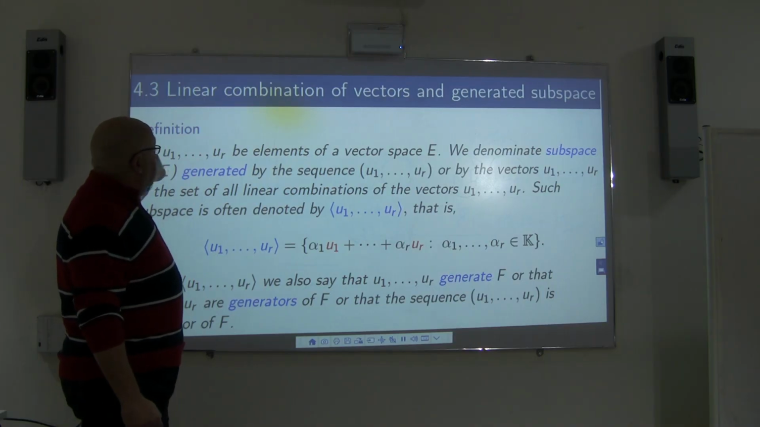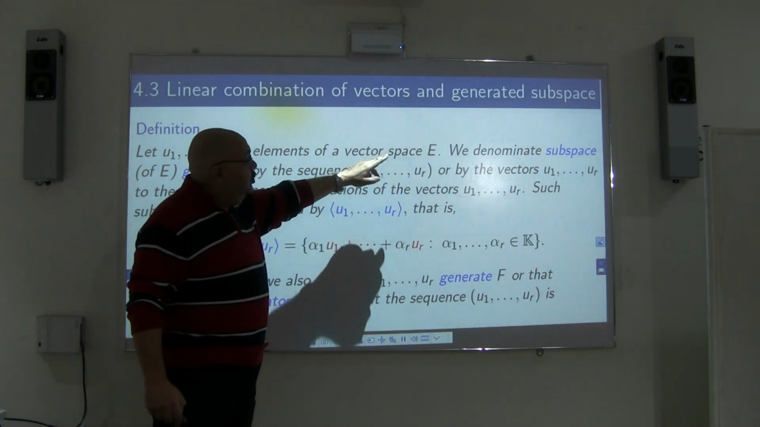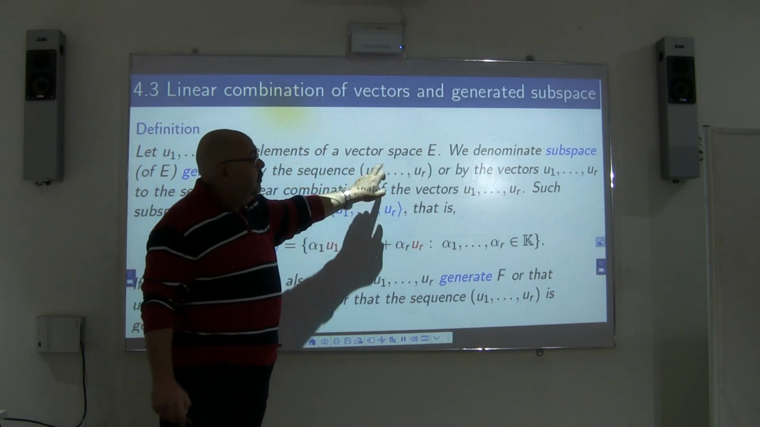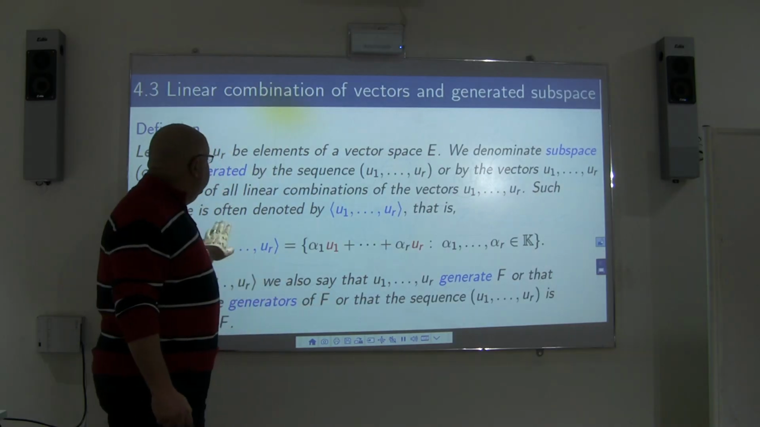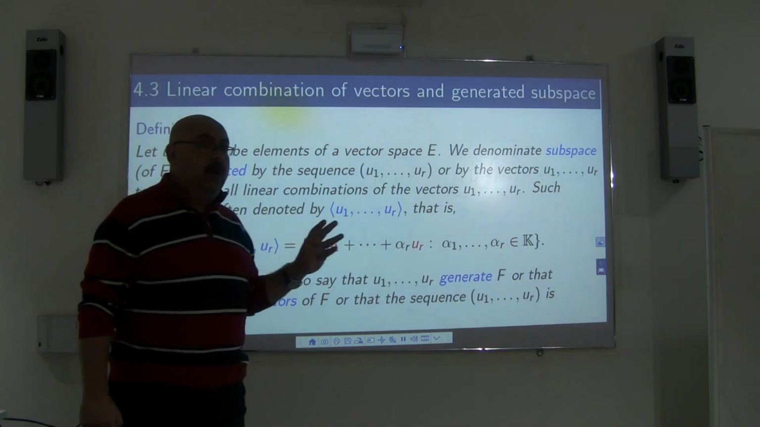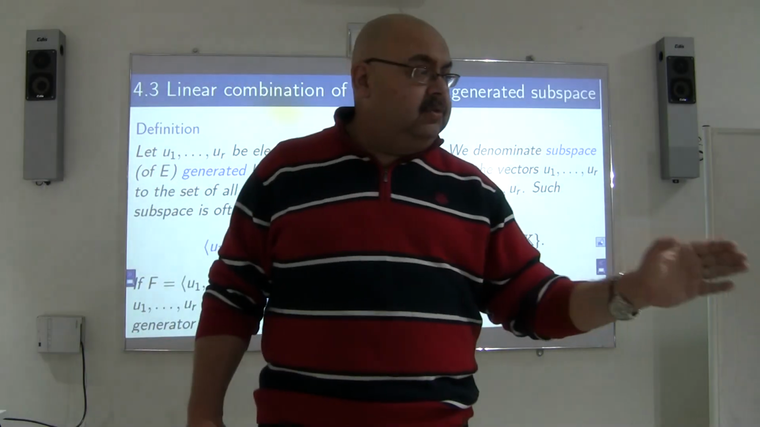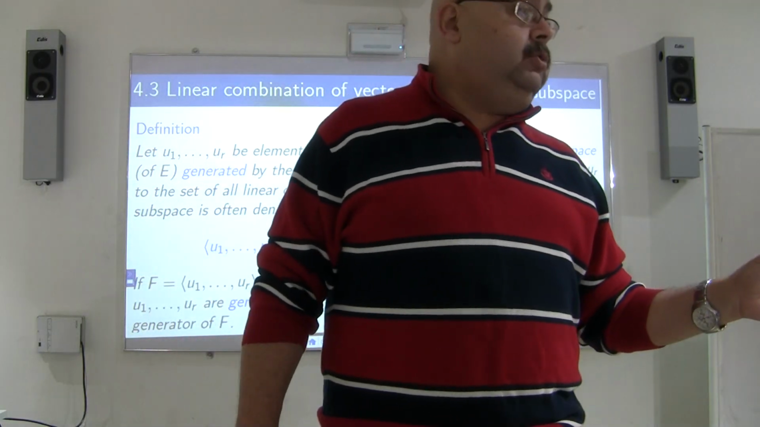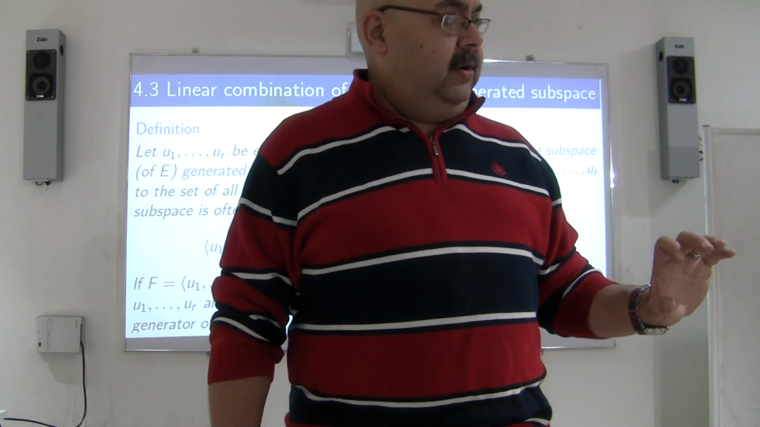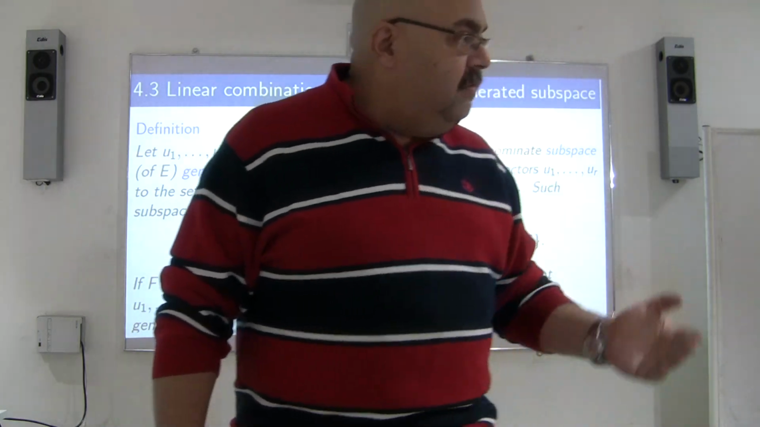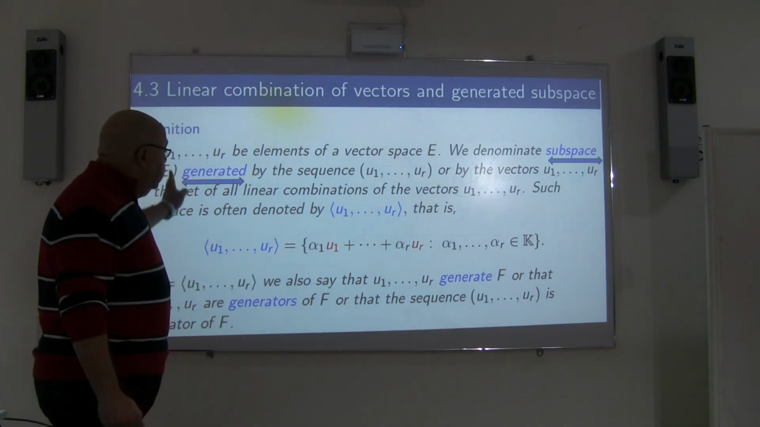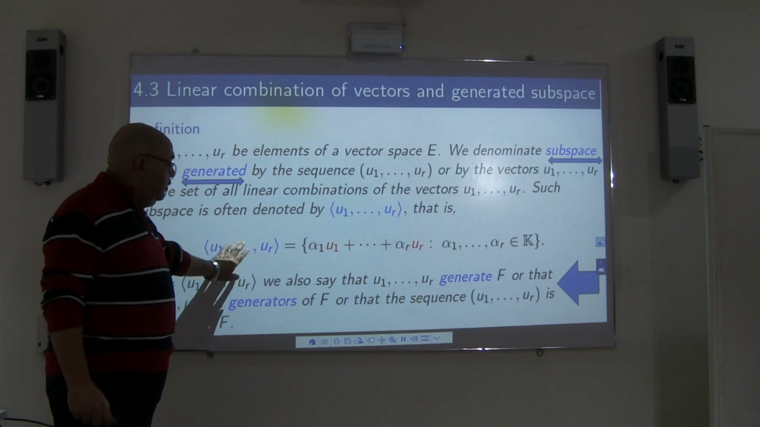Okay, U1 up to UR are elements of the vector space. We call the subspace generated by the sequence U1 up to UR the subspace generated by the vectors U1 up to UR, and we call them generators of this vector space. So actually, U1, U2, U3, U4 are the generators of this vector space. How do we generate vectors? By choosing alpha 1, alpha 2, alpha 3. Once you multiply them together, you will get vectors in this vector space. Okay, this is really very cool. That's the subspace, and that's how it is generated from this set.